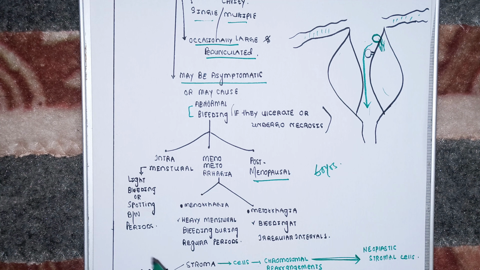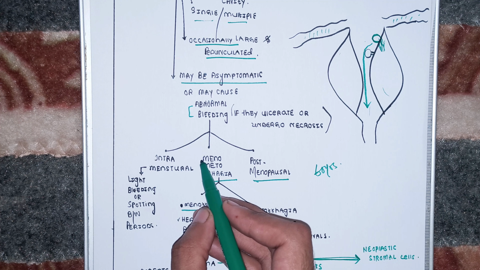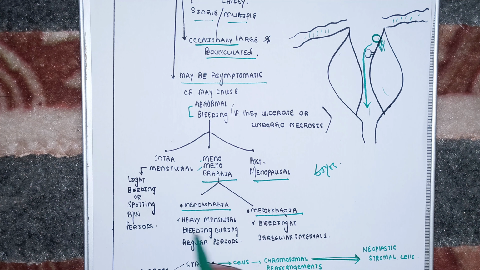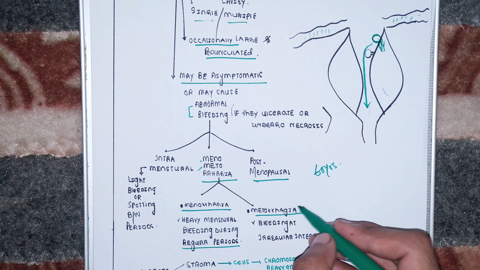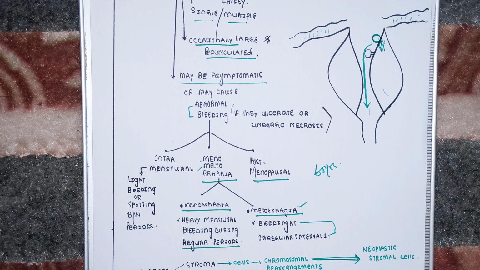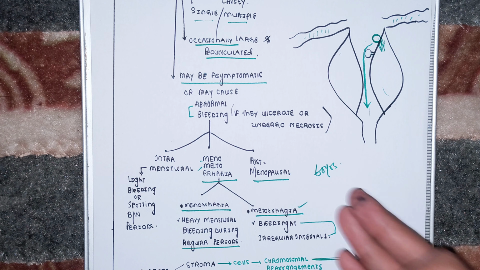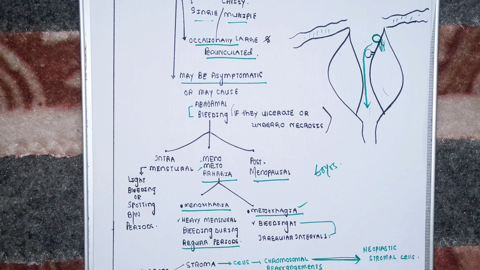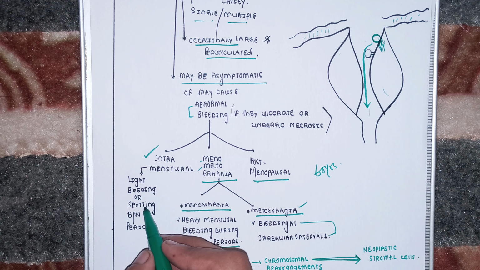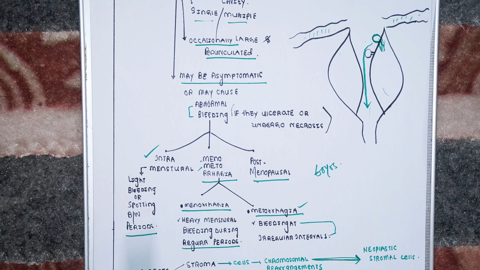That abnormal bleeding may be menometrorrhagia. It has two terms, menorrhagia and metrorrhagia. Menorrhagia is heavy menstrual bleeding during regular periods. The bleeding that occurs during the regular periods, beta, becomes very heavy. And metrorrhagia is bleeding at irregular intervals. That means bleeding other than the normal period days of 5 to 7, at irregular intervals, that is metrorrhagia. And there may be intramenstrual bleeding, that is light bleeding or spotting between periods.